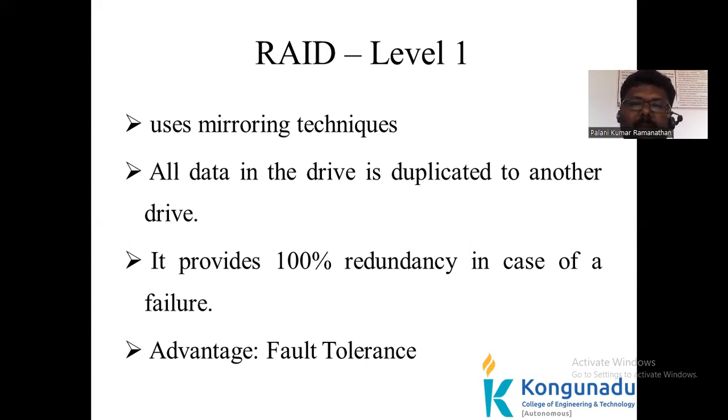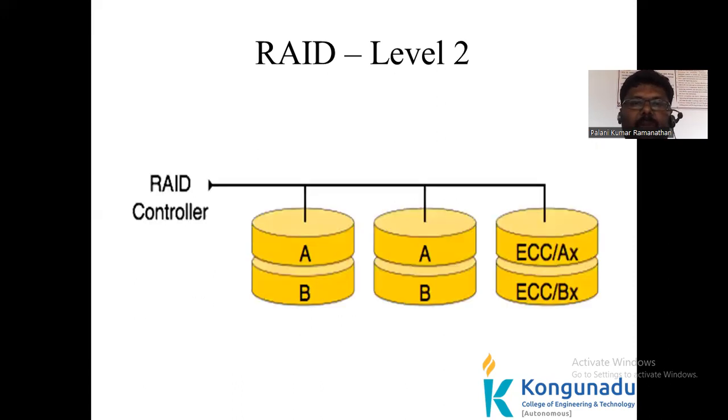Fault tolerance is nothing but if there is any loss in one disk, we don't bother about that. Why? Because another disk is taking care of providing the data to the particular process. So that is the biggest advantage of level 1. So next, level 2, again it uses a mirroring technique.